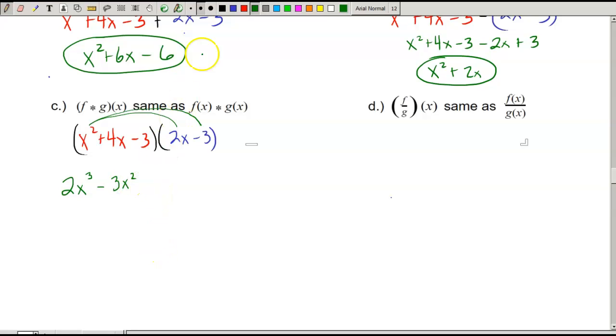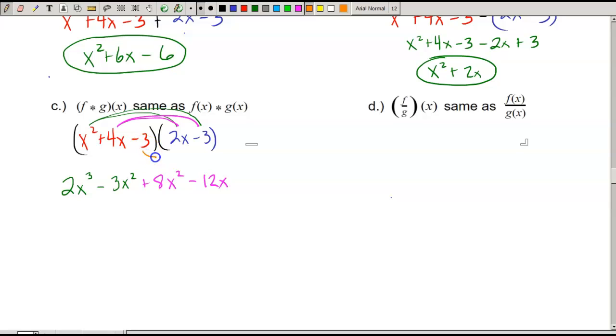Well, then I'm going to go to the next term. So let me use a different color here. So I have 4x. Now 4x is going to be multiplied by 2x. 4x times 2x is 8x squared. So this is plus 8x squared. And then 4x times negative 3 is going to be negative 12x. So minus 12x there. And then we have one more to do, and that is negative 3.